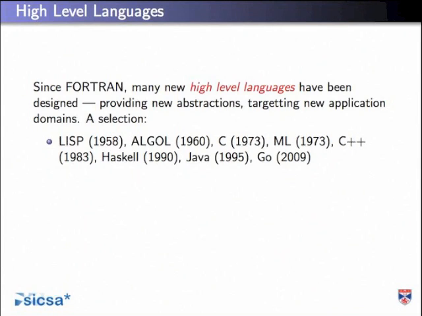The active programmers in the corner are looking astonished again. So yes, after Fortran, we get more and more high-level languages, and I've picked a selection here for various reasons, providing new abstractions. So C being an abstraction over the operating system, I suppose.